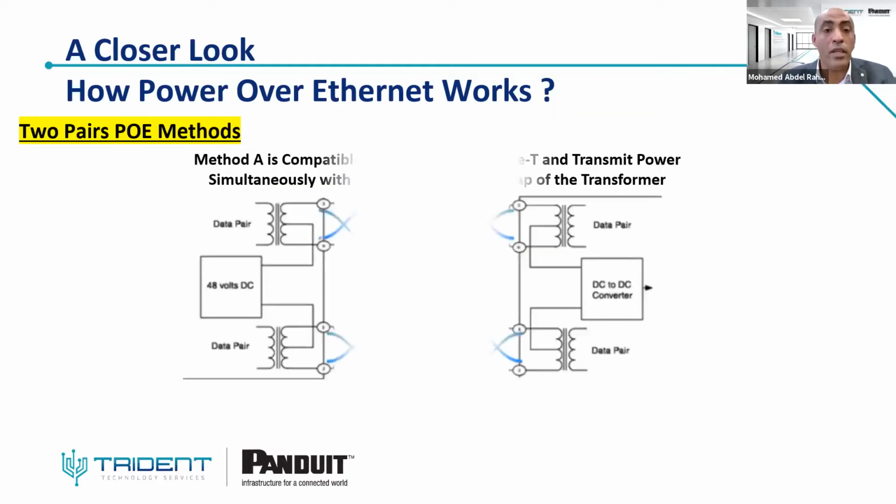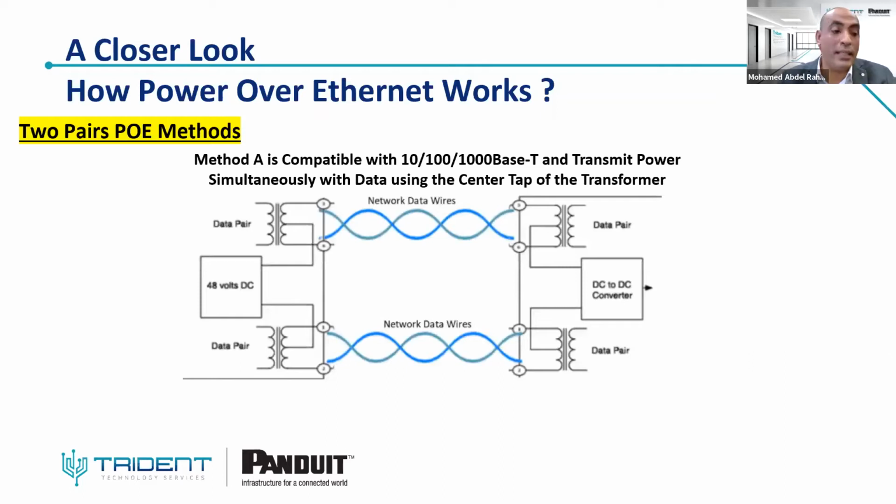For PoE or PoE plus, Type 1 and Type 2, you have two methods. Method A, which is compatible with 1 gig switches, transmits the power simultaneously with the data. This is the data pair. You are transmitting the power and the data over pairs 1, 2 and 3, 6. It's compatible, as we said, with most switches up to 1 gigabit per second.